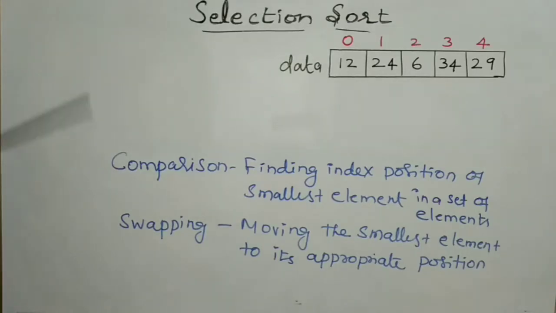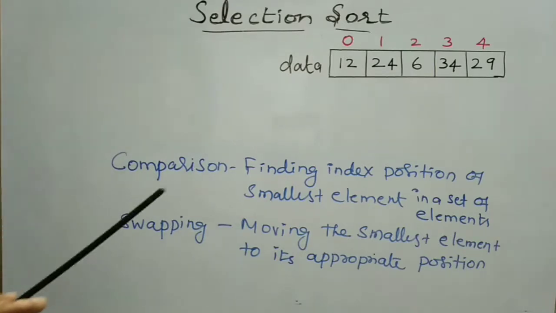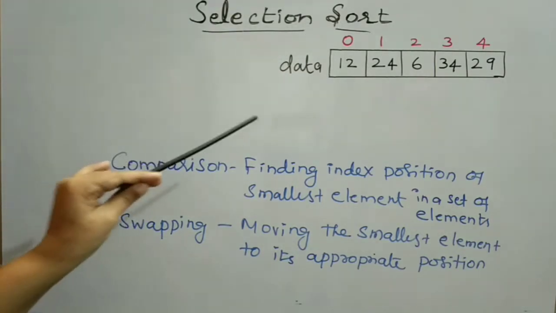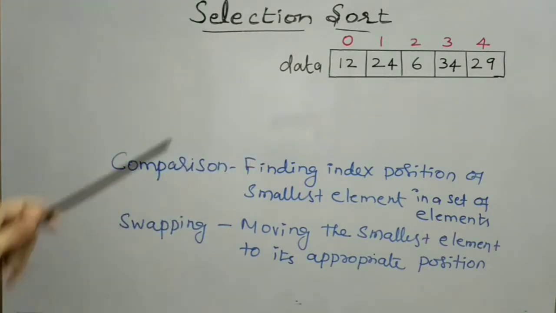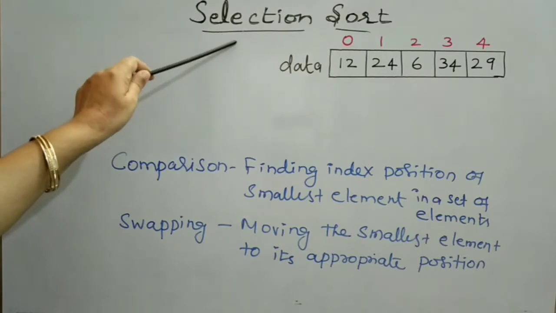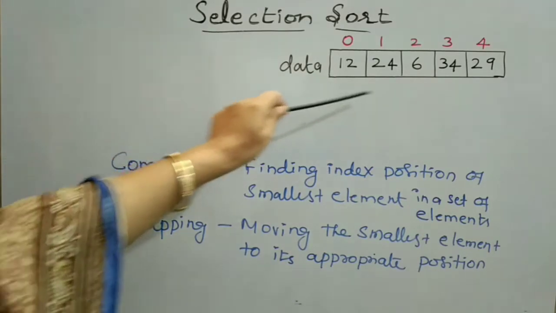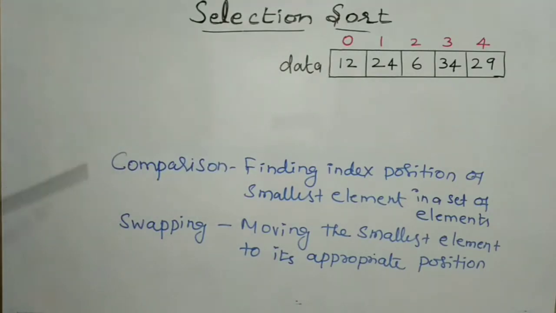In this video, I am going to explain how to write a C program for implementing selection sort. Basically, sort is a procedure which is used to arrange the given elements in an order. Here in our case, we are going to write selection sort to sort the elements in the data array in ascending order. This selection sort is implemented by two procedures, comparison and swapping.